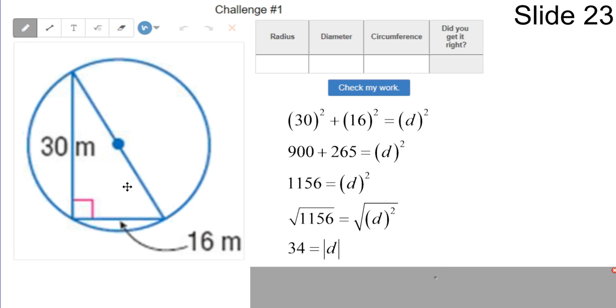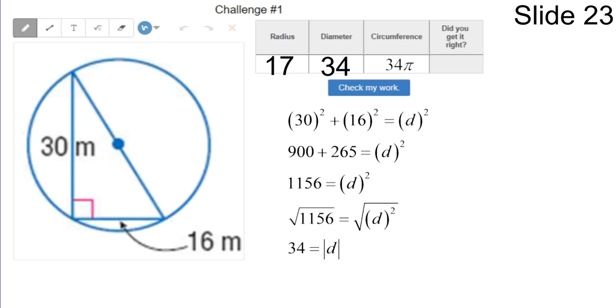So if the diameter is 34, the radius is half that amount, which would be 17. And again, to find the circumference, it's the diameter times pi. That would be 34 pi.